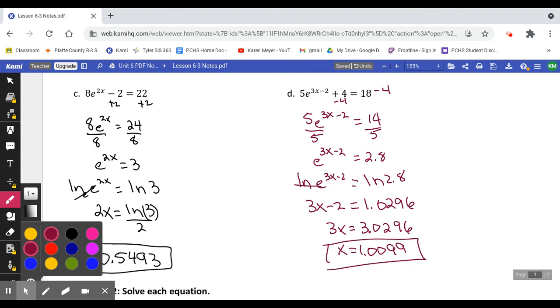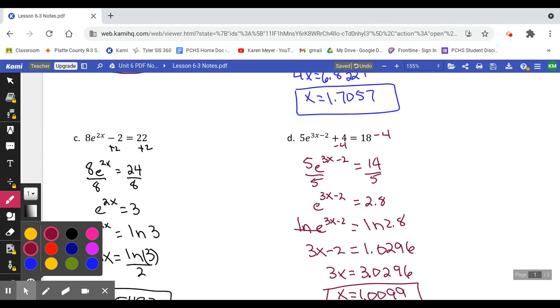So that's the first type you're going to have, where x is the power. So let me reiterate that again. This type is when x is an exponent.